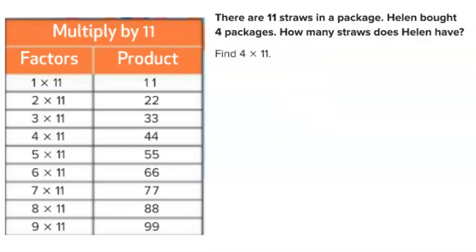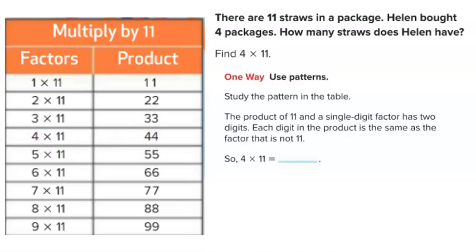Let's see if we can figure out what 11 times 4 is. This problem says there are 11 straws in a package. Helen bought 4 packages. How many straws does Helen have? 4 times 11. So you can find it here on the table. 4 times 11 is 44.